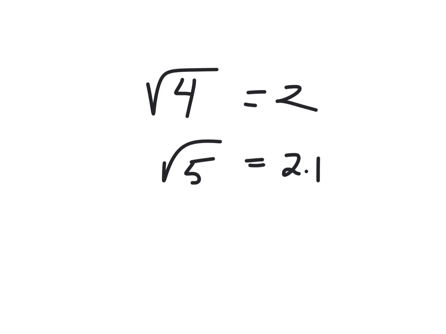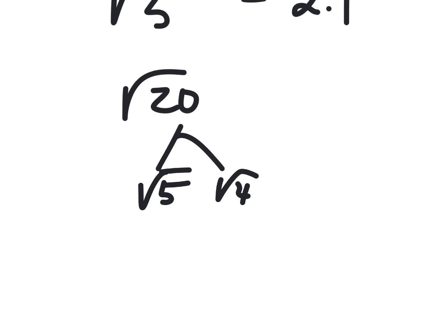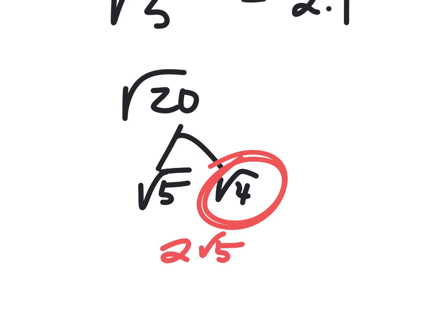Okay. So then I said, what if you had something like square root of 20? Well, then you can break it up into 2 square roots. What would be the 2 square roots here? Root 5, root 4. And only one of those two actually works nice. Which one? Root 4. What is root 4? 2. So then it's 2 root 5. That was the third thing we did.